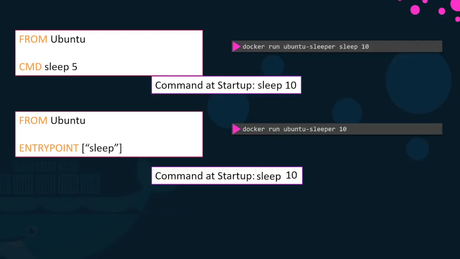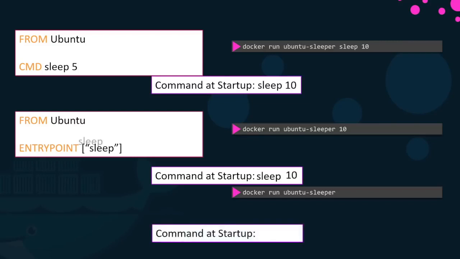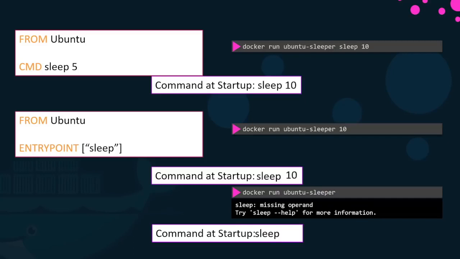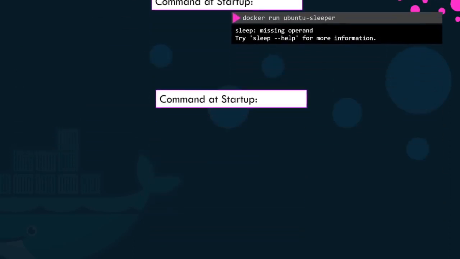In case of the CMD instruction, the command line parameters passed will get replaced entirely, whereas in case of ENTRYPOINT, the command line parameters will get appended. Now, in the second case, what if I run the ubuntu-sleeper image command without appending the number of seconds? Then the command at startup will be just sleep, and you get the error that the operand is missing. So how do you configure a default value for the command if one was not specified in the command line?